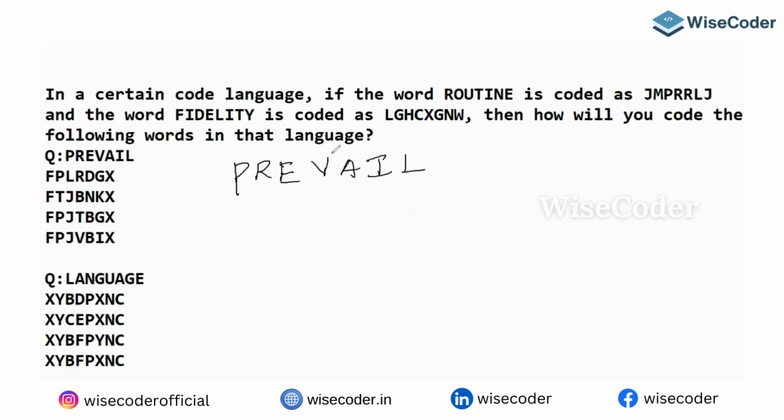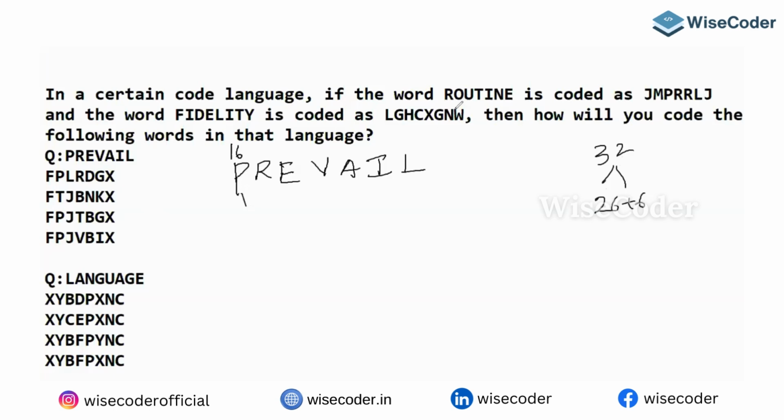Reveal. P, place position 16. 16 twos are 32. Yes, 32. How can you split it quickly? Answer options, you can quickly write it: 26 plus 6, only 32.